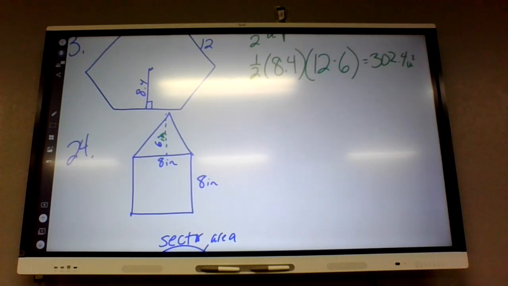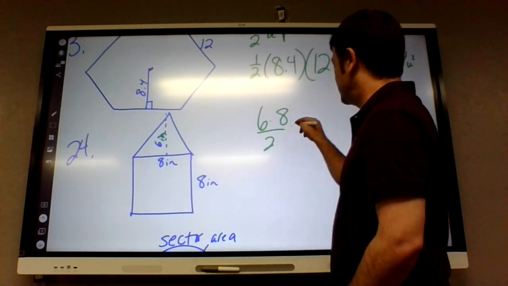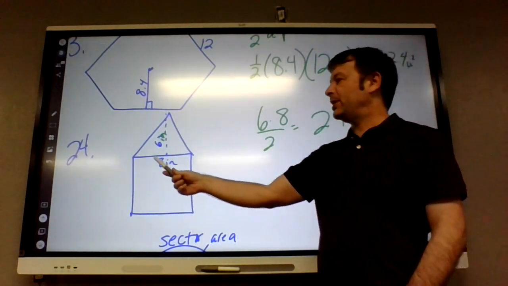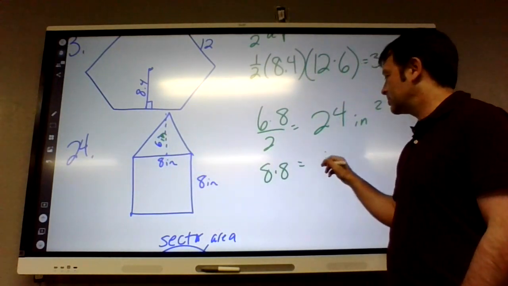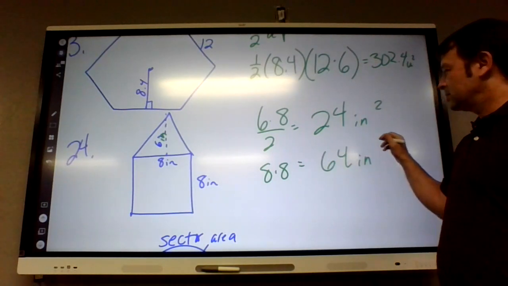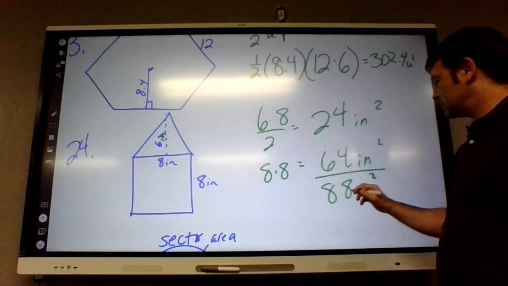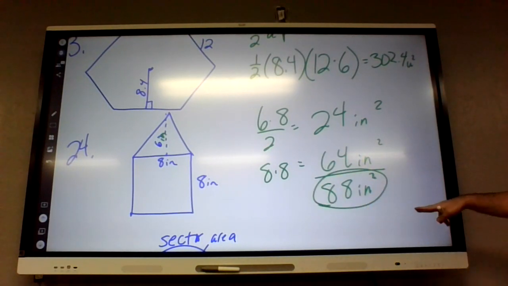Alright, so for the triangle, what do we need to do? 6 times 8 over 2. 6 times 8 divided by 2 is 24. So that's the triangle. The square is 8 times 8, 64. So altogether we have 88 inches squared.